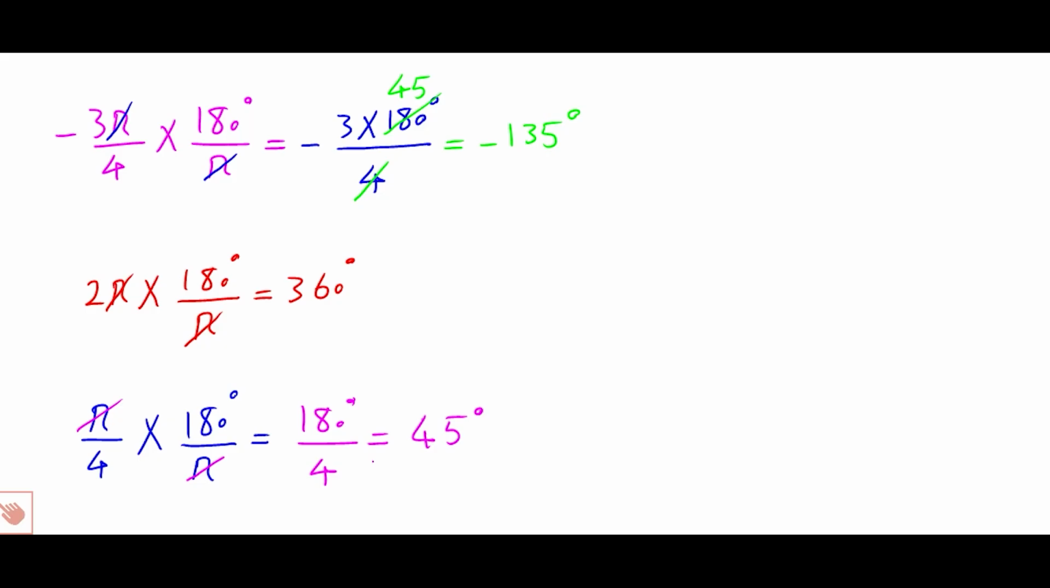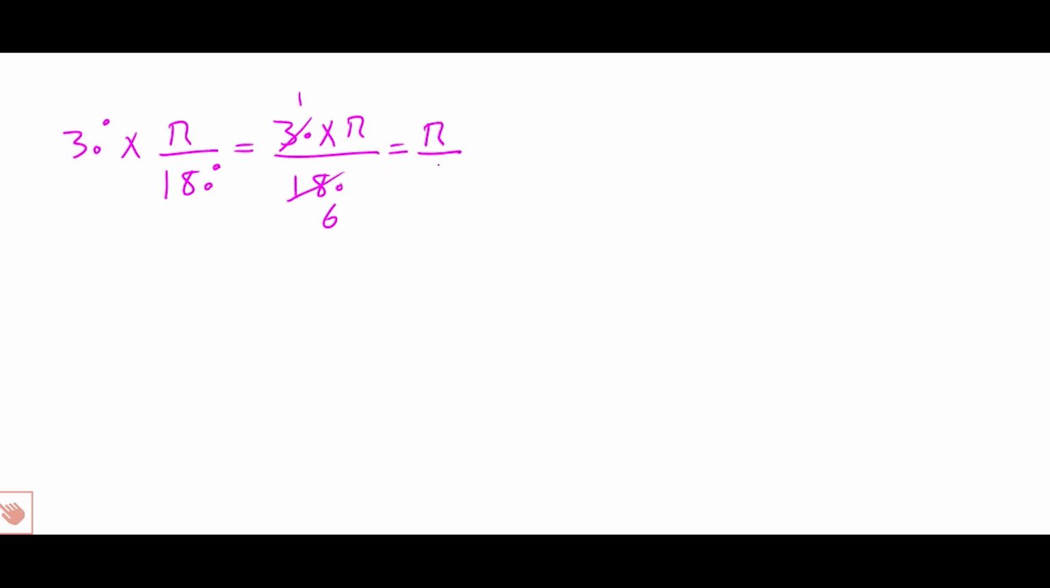Next, let's learn how to change degrees to radians. This time we just multiply by pi over 180. For example, what is 30 degrees in radians? We just multiply by pi over 180 degrees. So we have 30 times pi over 180. Now we can simplify 30 and 180. So in the bottom we have 6. And so 30 degrees is equal to pi over 6.